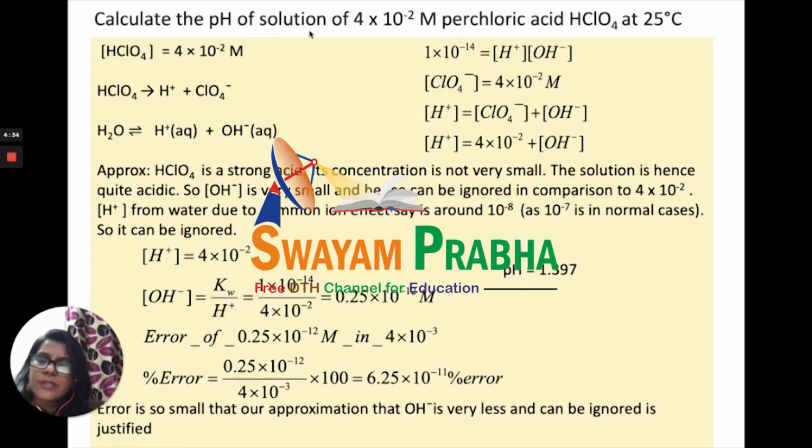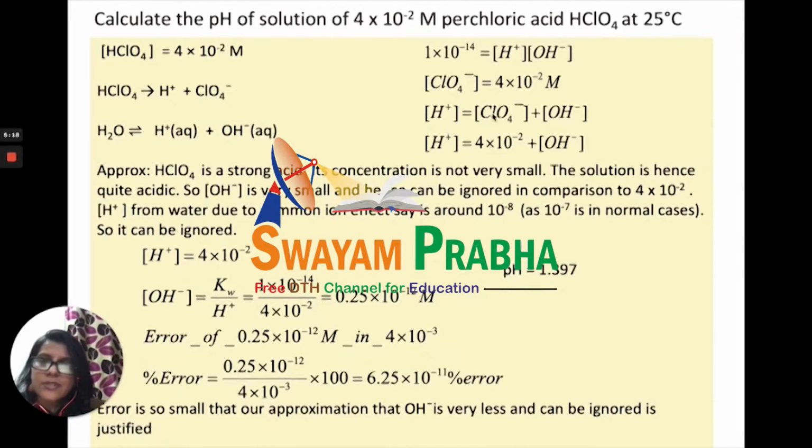Here we have to calculate the pH of a solution of 4 into 10 to the power minus 2 molar perchloric acid, HClO4, at 25 degrees centigrade. Again the same thing. HClO4 is equal to 4 into 10 to the power minus 2 molar, so ClO4 minus is also equal to 4 into 10 to the power minus 2 molar. It's a strong acid, so it will dissociate to give you H plus and ClO4 minus. It's an aqueous solution, so we're going to talk about the autoionization of water, giving you H plus and OH minus. We write down the expressions as we had done before. Kw is equal to H plus into OH minus. ClO4 minus is equal to 4 into 10 to the power minus 2 molar.